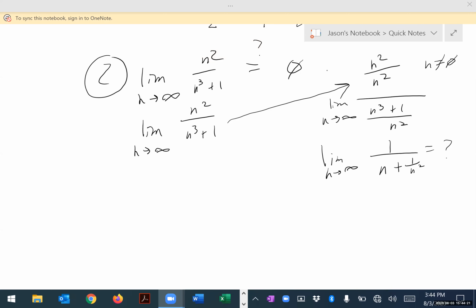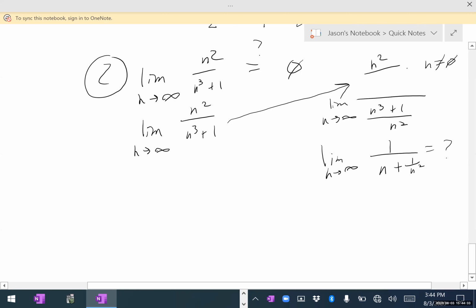Okay, Victor says, should it not have been n cubed that we divided by? Well, let's see. I mean, that might be a better choice. Let's do that. So let's do n cubed, and then let's do n cubed over here. Let's see what we got. Okay, so this is 1 over n, all over 1 plus 1 over n cubed.